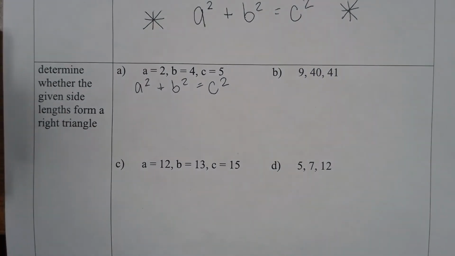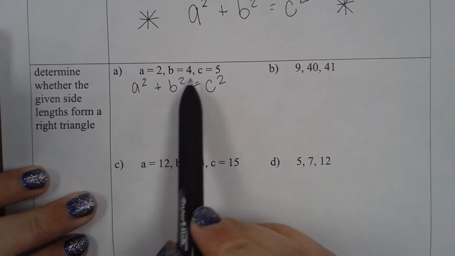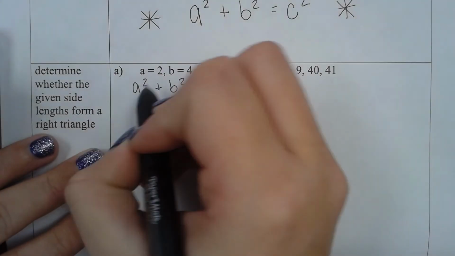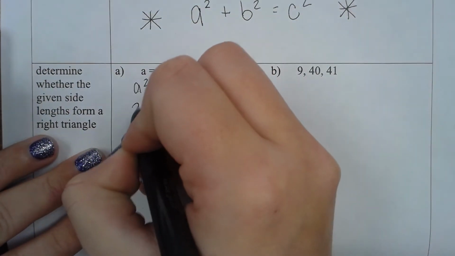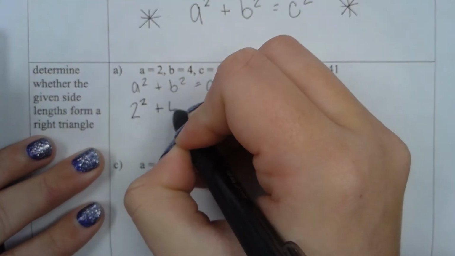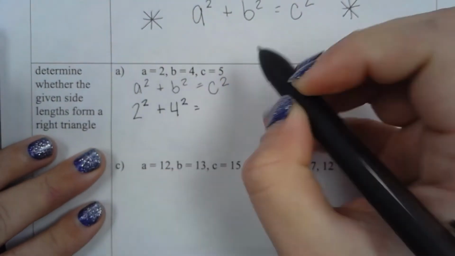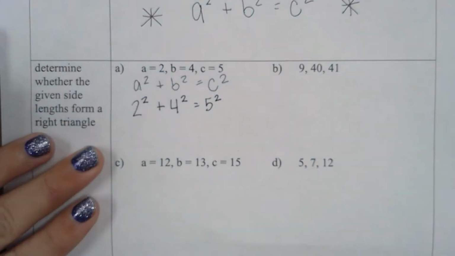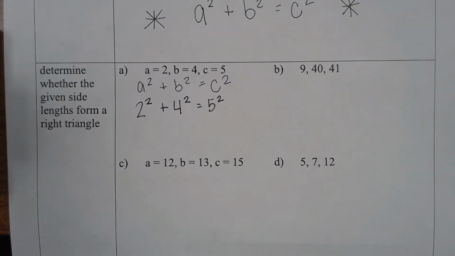If I want to figure out if these 3 side lengths are going to be a right triangle, I am first going to plug in my numbers where they belong in the formula. A equals 2, so I'm going to plug in 2 for A. B equals 4, so I'm going to plug in 4 for B. And C equals 5, so I'm going to plug in 5 for C. All right. And now I'm just going to solve it.